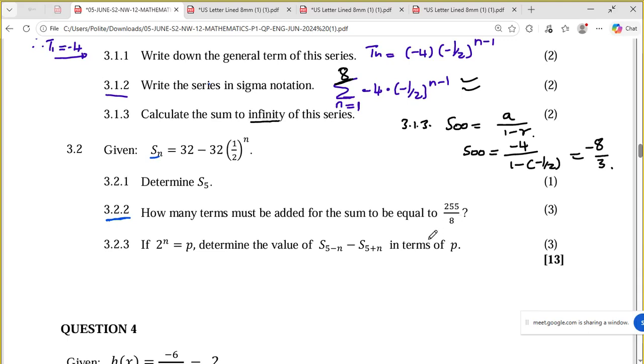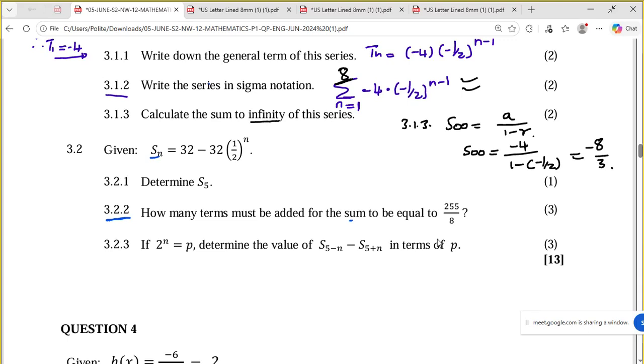How many terms must be added for the sum to be equal to 225 over 8? How many terms must be added? You see now, this question is really confusing because when they say the sum, how do we know what type of sequence this is? Is this arithmetic or is this geometric? How are we going to conclude that? How many terms must be added for the sum to be equal to that?